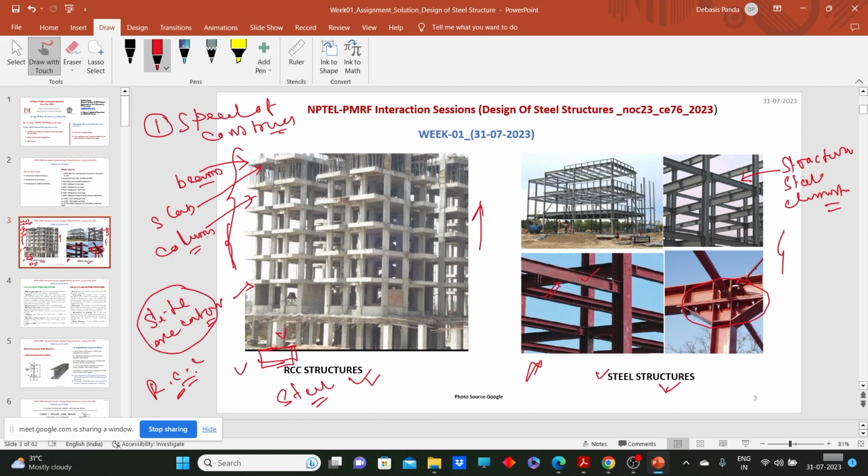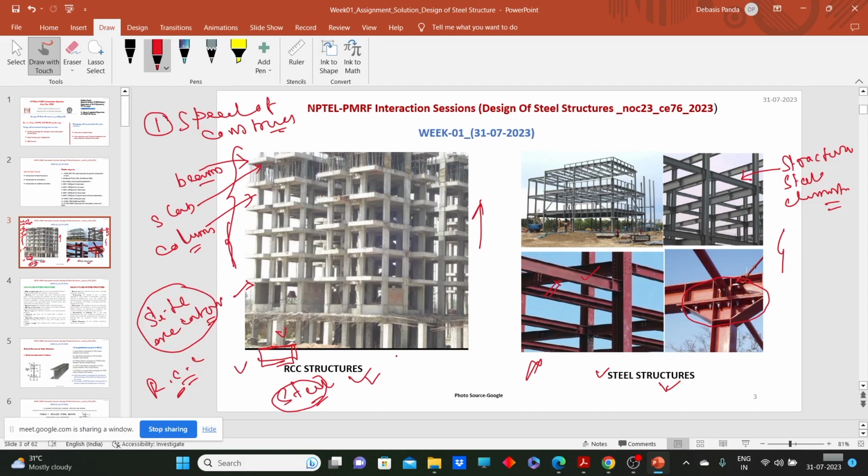For this ductile property, what do we get? We get that steel structures can be made more ductile, and with a more ductile structure we can avoid catastrophic failures, right? One more thing about steel: the strength to weight ratio is higher as compared to RCC.